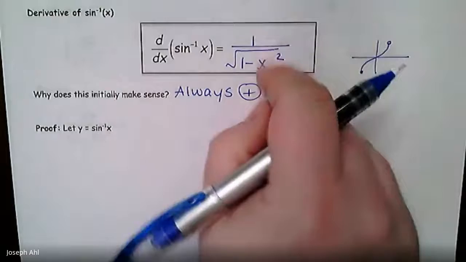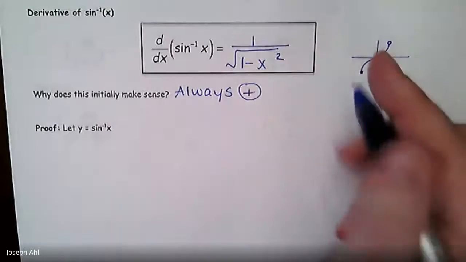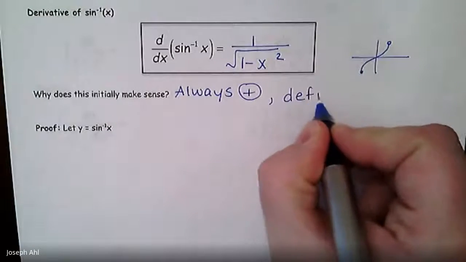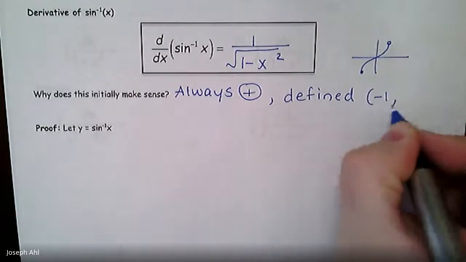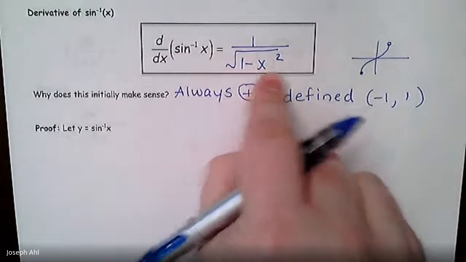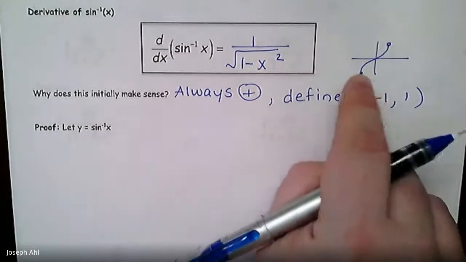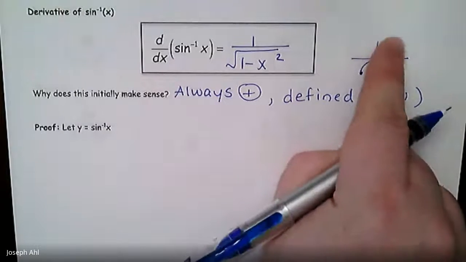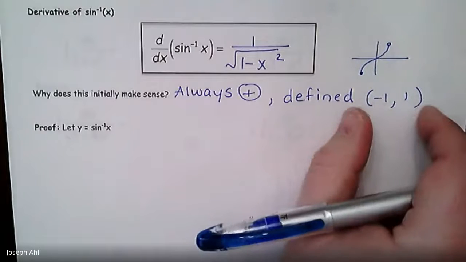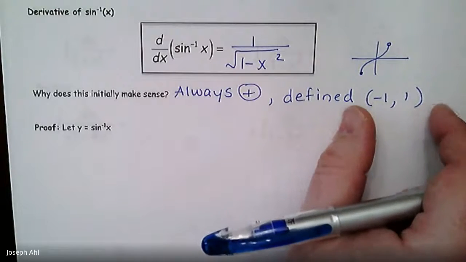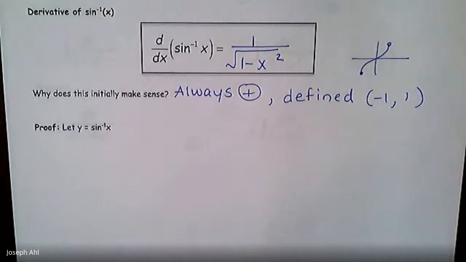The other thing that we know about this expression right here is that it's only defined from -1 to 1, according to the domain of that denominator, radical 1 minus x squared. Oh wait, sine inverse is also only continuous on the closed interval -1 to 1, but if we're talking about a derivative, it makes sense. It's defined on that open interval from -1 to 1.